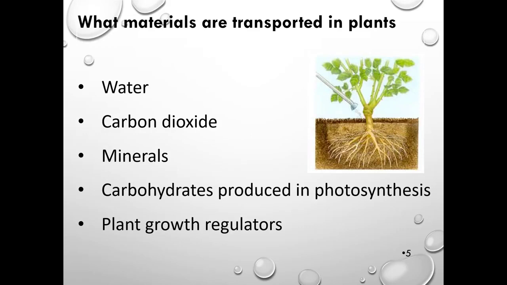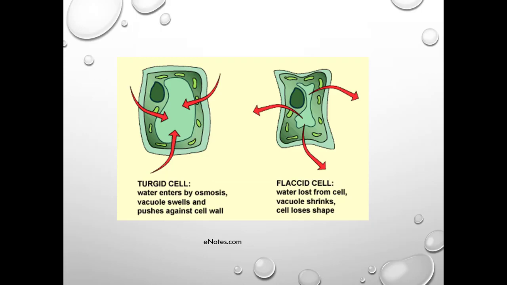So what materials are transported in plants? Of course, water, carbon dioxide, minerals, carbohydrates produced in photosynthesis, and plant growth regulators. On the left-hand side, we've got a turgid cell. That's a cell that is full of water, and the water has entered by osmosis. The vacuole swells and pushes against the cell wall. On the right, water has been lost from the cell, and the vacuole will shrink, the cells will lose shape, and especially in plants that are very herbaceous, you're going to see a complete wilt of the plant.